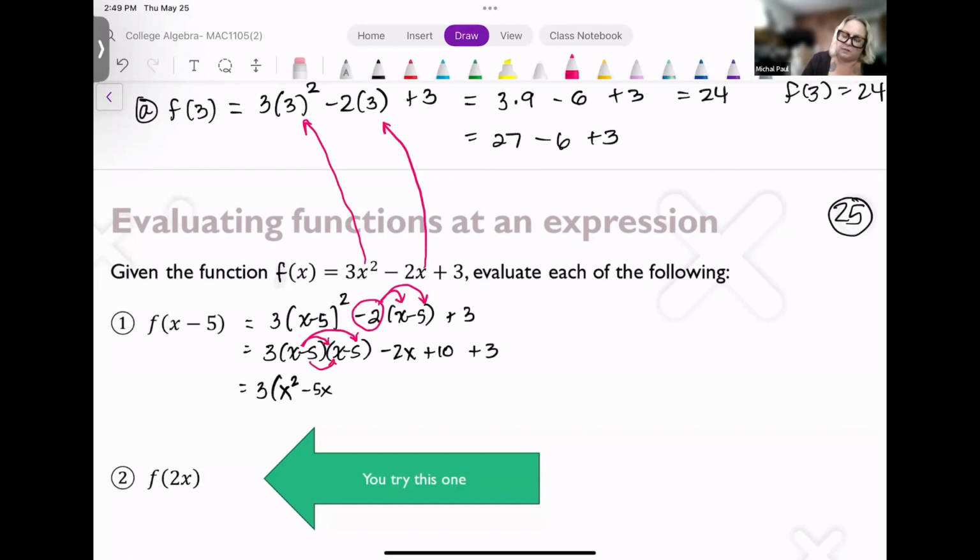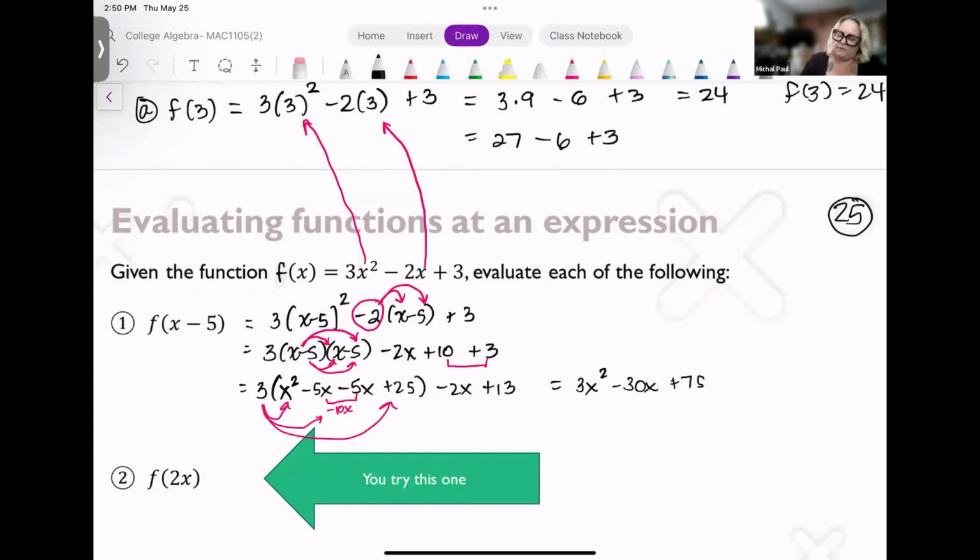Now I distribute my minus 5 to both of my terms in the other group. Minus 5x plus 25, minus 2x plus 13. I went ahead and just added those together and combined like terms. I still need to distribute this 3 and combine like terms. I'm also going to make this minus 10x. So I'm going to distribute my 3 to my x squared, my minus 10x, and my 25. This gives me 3x squared minus 30x plus 75 minus 2x plus 13.